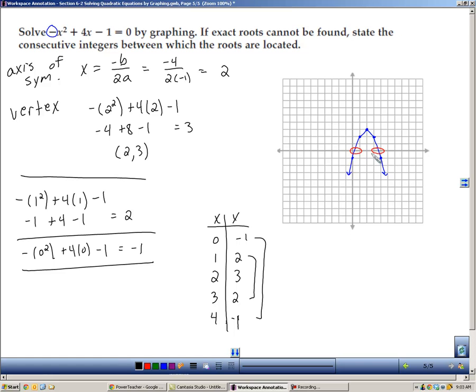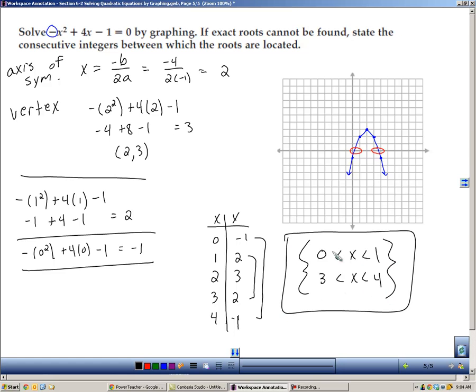The problem with those two spots is that you don't know exactly where it touches the x-axis. So when you can't tell for sure, what we want to do is say that it's between 0 and 1. So we're going to write that this way. We're going to say 0 is less than x, which is less than 1. This tells me that my solution is between 0 and 1. Well, it's also between 3 and 4. So we'll say 3 is less than x is less than 4. This is called estimating solutions. I don't know exactly what they are, but I know they're between 0 and 1 and between 3 and 4.